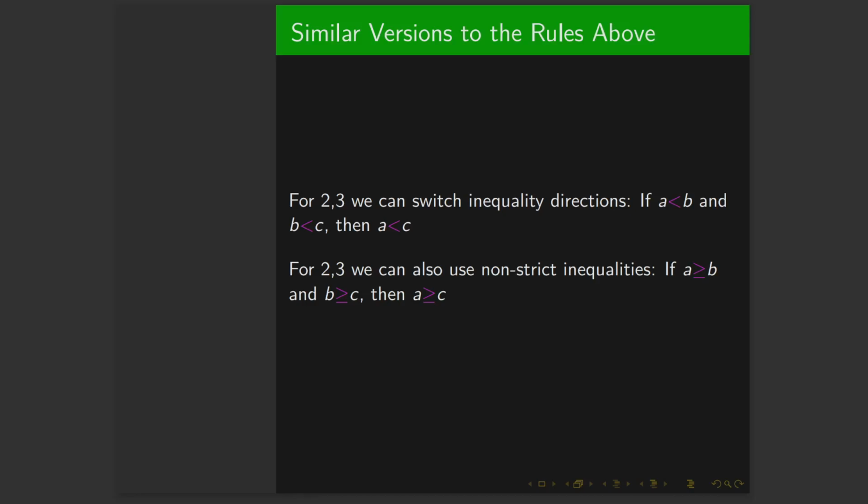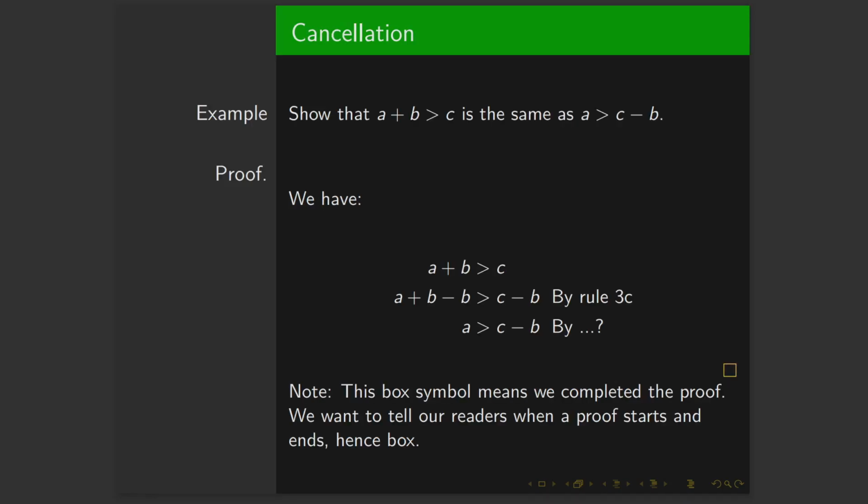Okay. We can do what we call cancellation. So we just have one inequality. If a plus b is greater than c, that's the same as a is greater than c minus b. Well, how do we show this? Let's start with a plus b is greater than c. Then we can add negative b to both sides. This is by 3c, which allows us to add the same thing to both sides and still maintain the inequality. We added negative b, so it's the same as doing minus b. And then b minus b is equal to 0, so we have a is greater than c minus b.